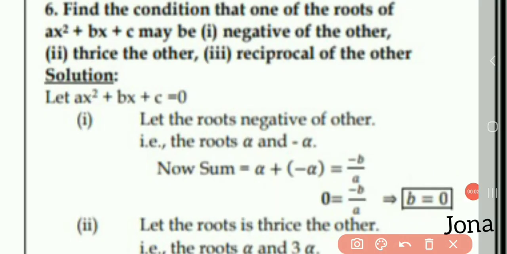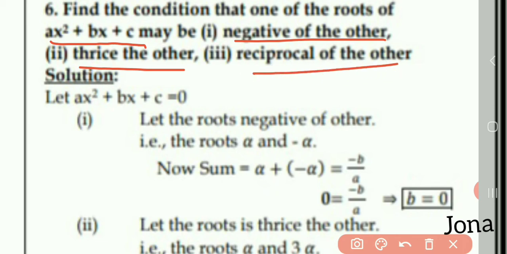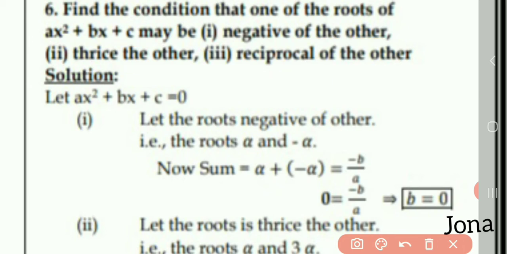Sixth problem. Find the condition that one of the roots of ax square plus bx plus c may be negative of the other, thrice of the other, reciprocal of the other. So 3 conditions are there. We want to find one by one. Okay. First let me take the equation ax square plus bx plus c equal to 0. The first one is we want to find negative of the other. Let me take the roots as alpha and minus alpha, because the root is alpha, the negative of the other is minus alpha. So I want to take like this.